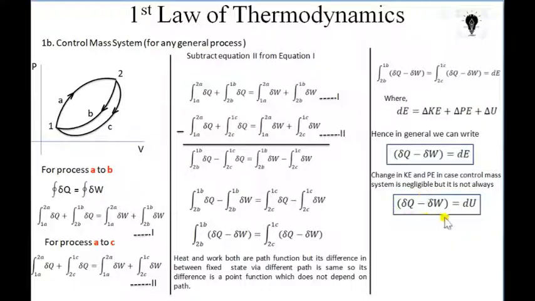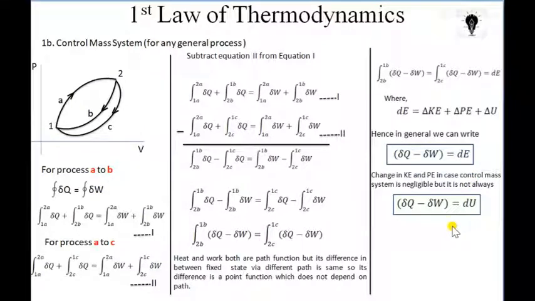Note here that the change in kinetic energy and change in potential energy will not be zero always. If it is mentioned that there is a considerable change in kinetic energy or in potential energy, then we have to consider it. But in case of the control mass system, there is an assumption: if not mentioned in the problem statement, consider change in kinetic and change in potential as zero, and only internal energy is considered. But in case of the control volume system, all those three we have to consider. That we will see in the steady flow energy equation.